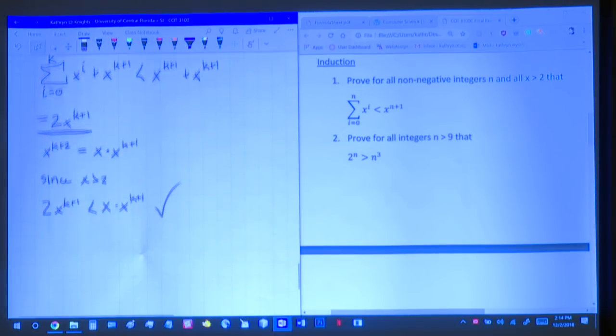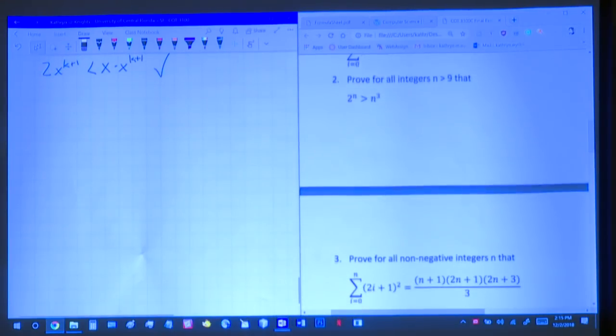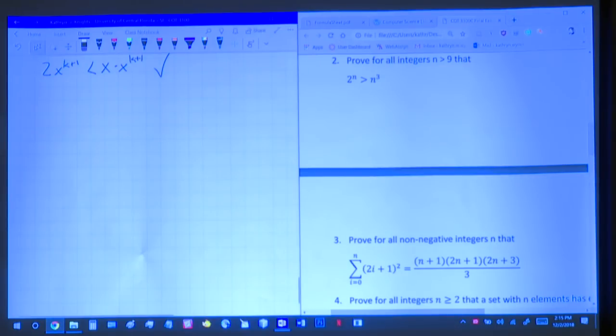Nope. I'll move on to the next one then. So this one is similar to the first one, but it's a lot trickier.